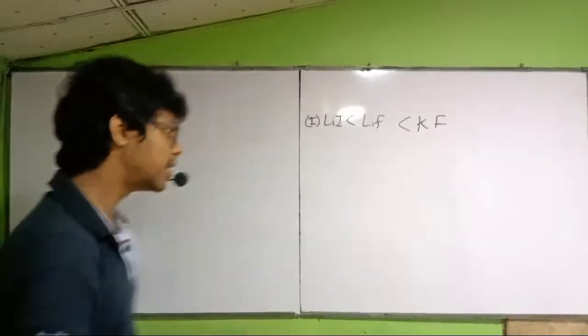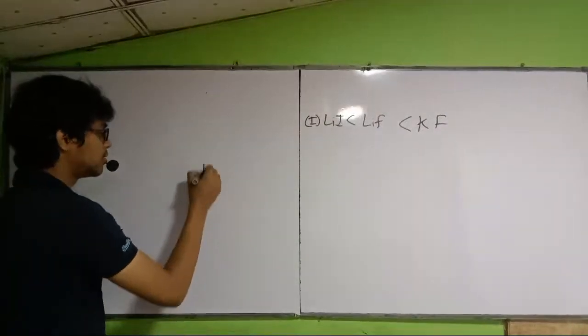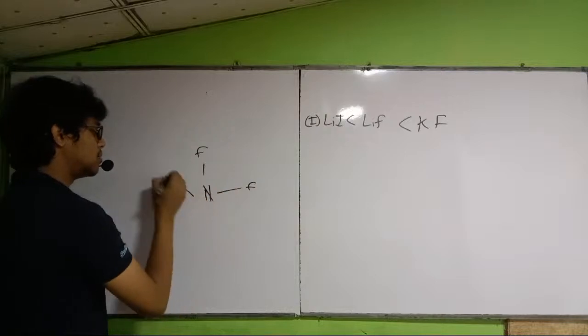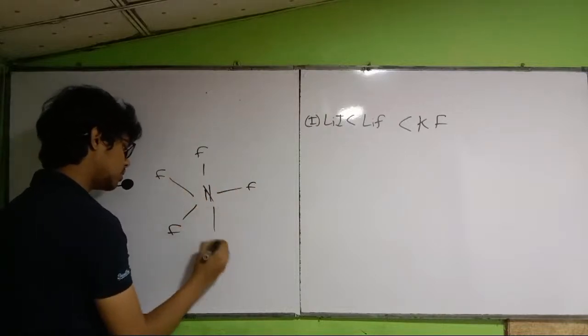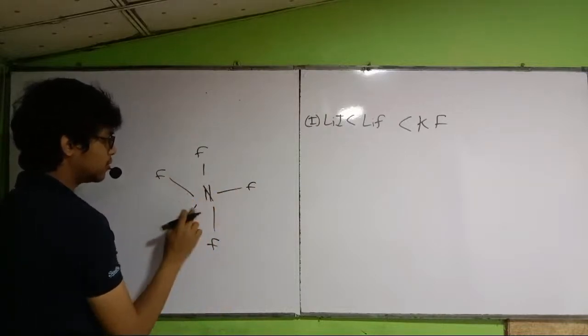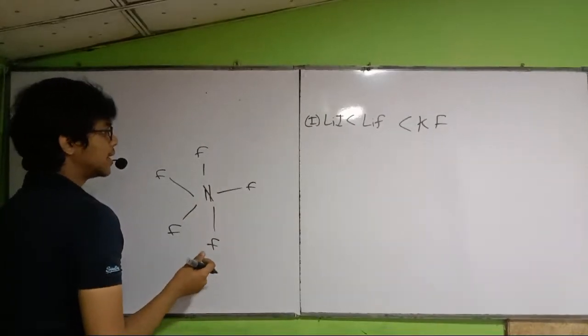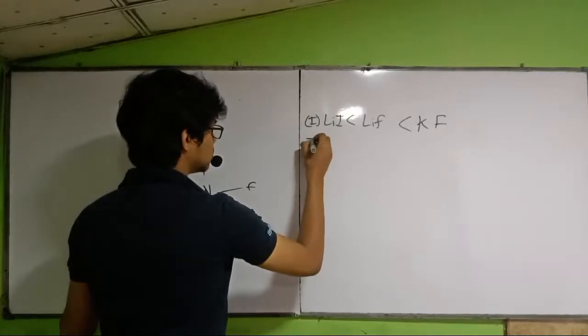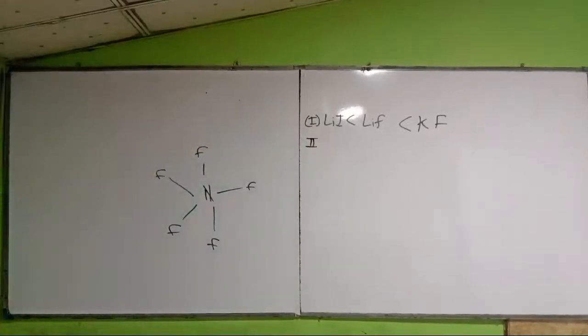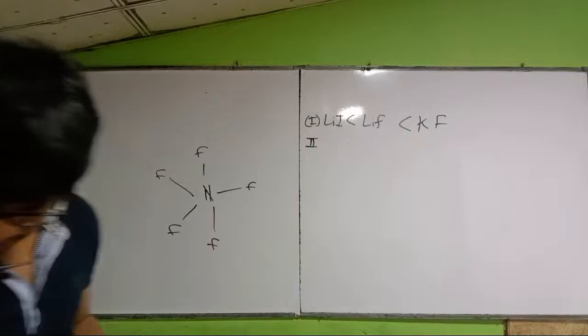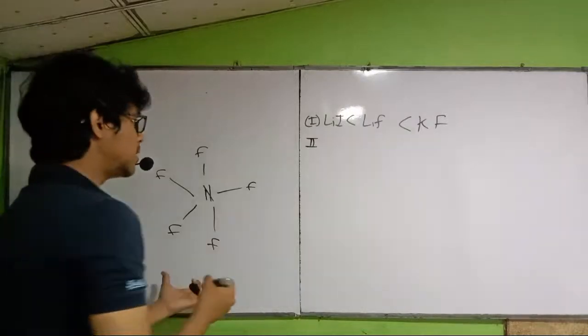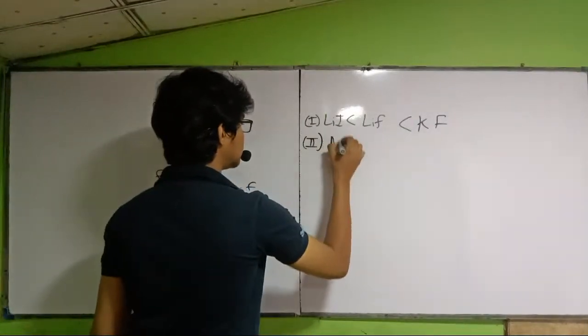Most unstable is NF5. You can see here, it is very unstable. Like this, 1, 2, 3, 4, 5. NF5, very unstable. Right? So that is the most unstable one. They're asking the increasing order of stability. Stability lowest is this one, NF5.